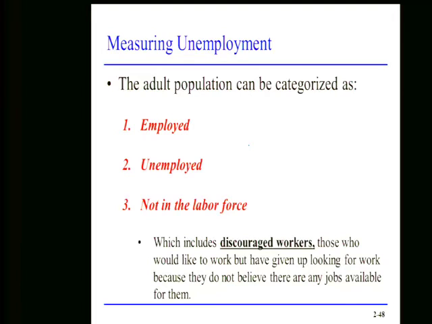Now, the adult population comes about because in the 1930s, the United States adopted child labor laws. And there were all sorts of restrictions on children working. And the definition of an adult in the 1930s was identified to be someone who is 16 years or older. Okay? So for the United States, the definition of an adult, for labor market purposes, is 16 or over.